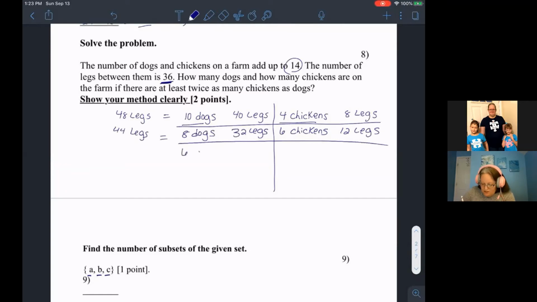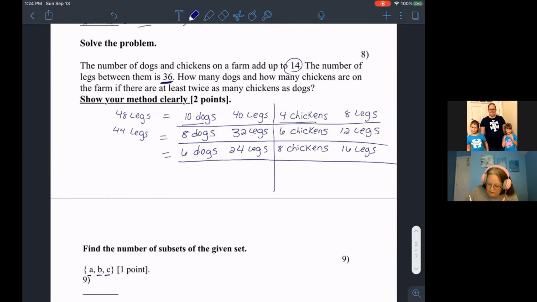I did 6 dogs. 6 times 4 is 24 legs. And then because I lowered the dogs, I have to raise the chickens. That would give me 8 chickens. 8 times 2 legs would be 16 legs. So the 16 legs plus 24 legs is equal to 40 legs. Then I thought we're getting closer, so I went down a little bit less.